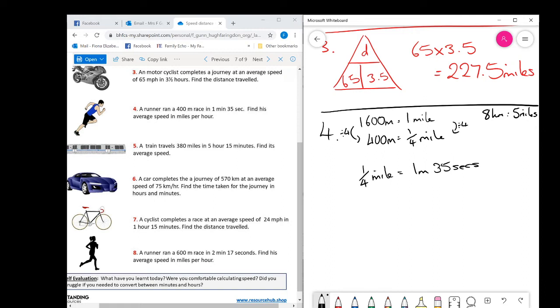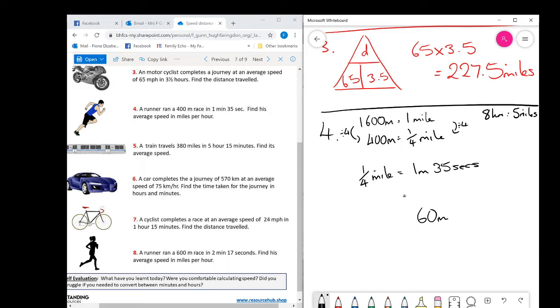What I've got to look at, so I'm just trying to think of the easiest way to do that. I've got to get this into an hour. Okay, because it's miles per hour. So I want this in terms of an hour. Okay, so an hour we know is 60 minutes. So I've got to turn 1 minute 35 into 60 minutes. Now, I'm not going to be able to do it right from here. I'm going to have to do a middle step.